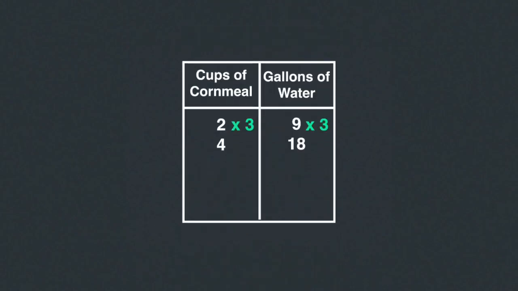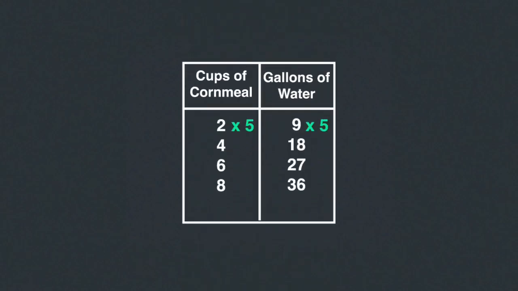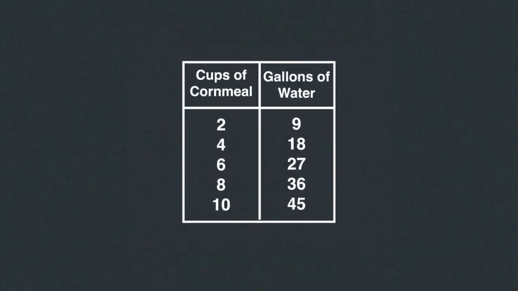What if we wanted to make 3 times as much? Then we'd need 6 cups of cornmeal and 27 gallons of water. 4 times as much would be 8 cups of cornmeal and 36 gallons of water. And if we wanted to make 5 times as much as this spray, we'd need to make sure we have 10 cups of cornmeal and 45 gallons of water.